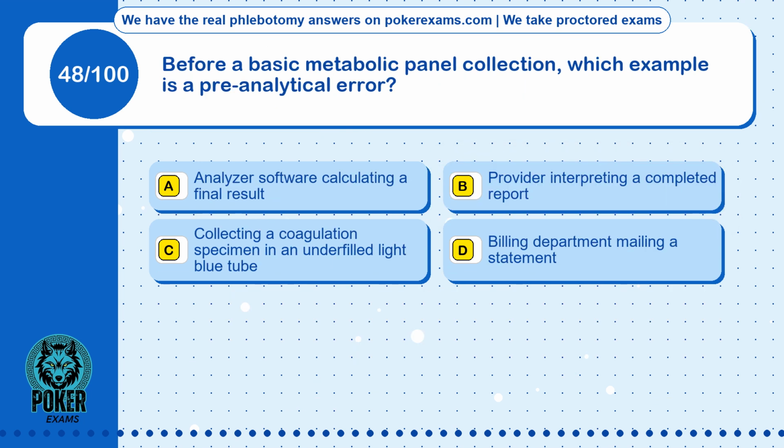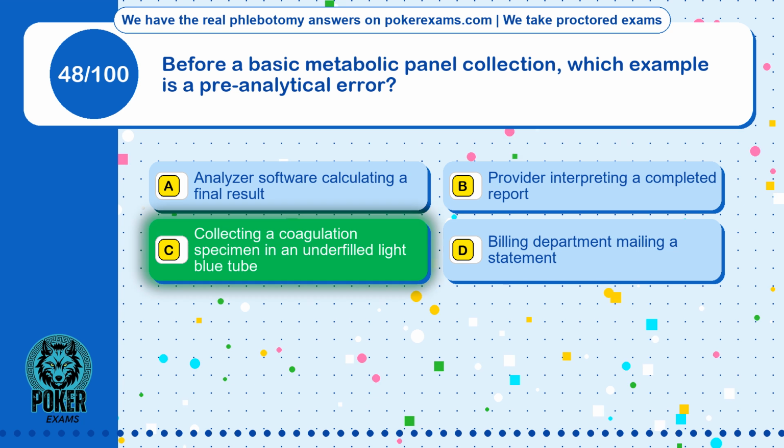Question 48. Before a basic metabolic panel collection, which example is a pre-analytical error? Option A. Analyzer software calculating a final result. Option B. Provider interpreting a completed report. Option C. Collecting a coagulation specimen in an underfilled light blue tube. Option D. Billing department mailing a statement.